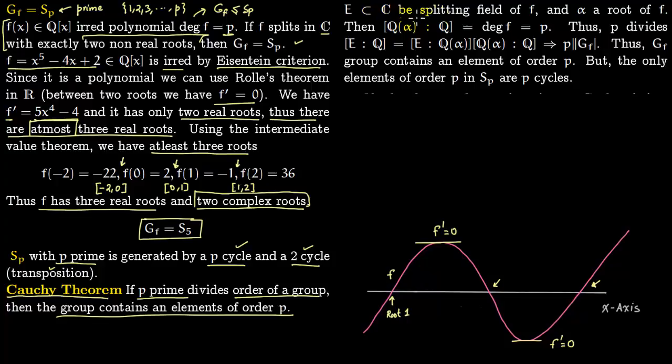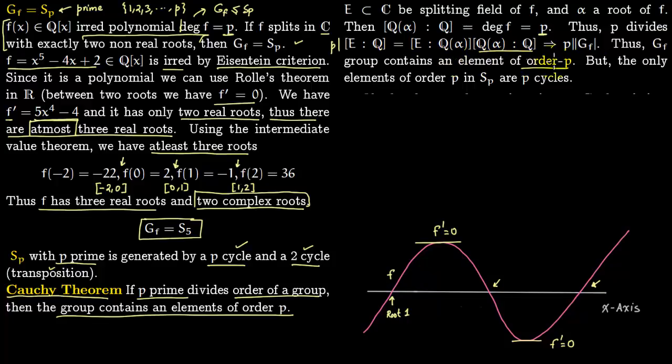Say E is a splitting field of f and alpha is a root of f. Then if you adjoin alpha to the rationals, the degree of this extension is the degree of f, which is p. It is given to us that the degree of f is prime p. Therefore p divides the degree of the extension E over Q, precisely because E over Q is E over Q(alpha) and Q(alpha) over Q, and this part is precisely equal to p. So p divides this. Now this implies that p divides the order of the Galois group, because the Galois group order is precisely the degree of the extension.